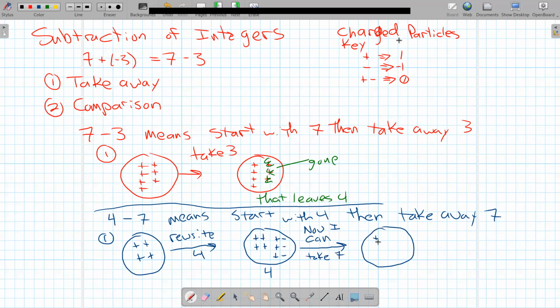So I'm just going to rewrite this one more time. I had those 1, 2, 3, 4 there. And then I added some zeros so that I could find 7 positives to take away. And now I'm going to take them away. I'm going to take this one, and this one, and this one, and this one, and that one, and that one, and that one. Those guys are gone. And now I can see that leaves -3 behind. So 4 minus 7 must be -3.